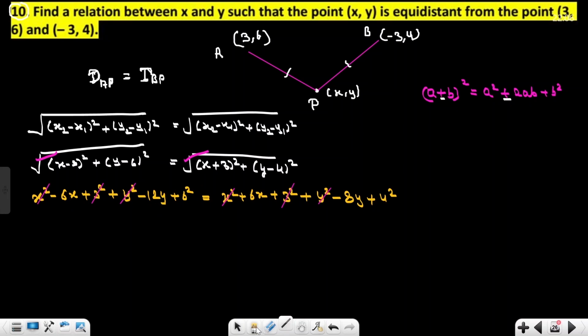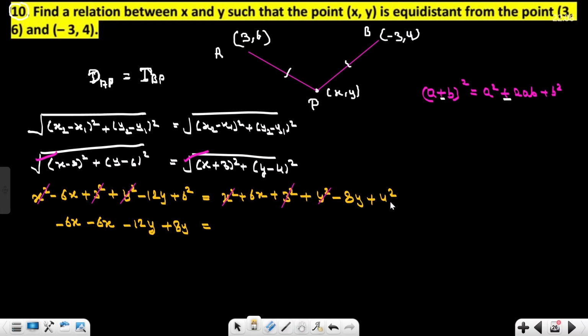Now change the term sign, minus 6x, and change the plus 6x side to minus 6x. That's why we do not cancel the 6x, because here the 6x sign is positive and the other side is negative. Minus 12y, change the minus 8y side to plus 8y, is equal to the constant term.